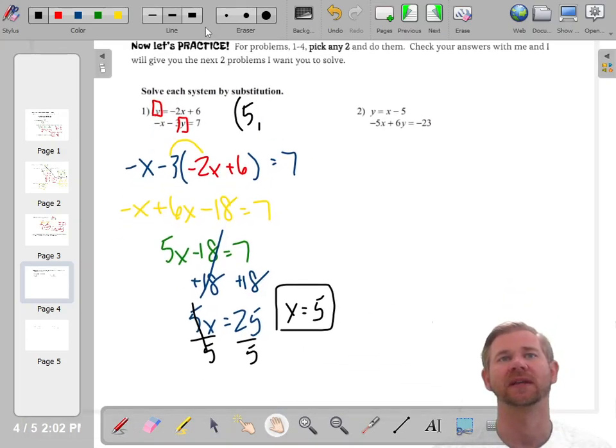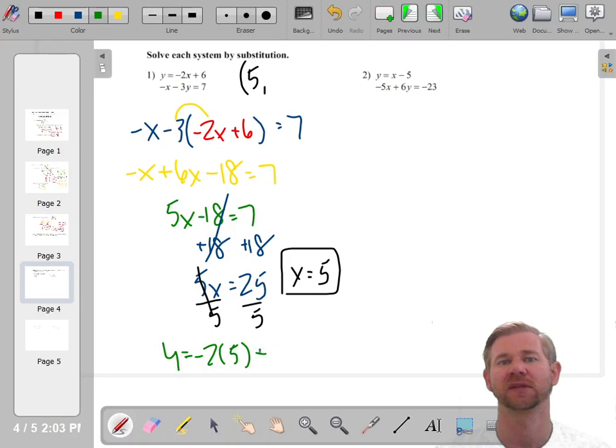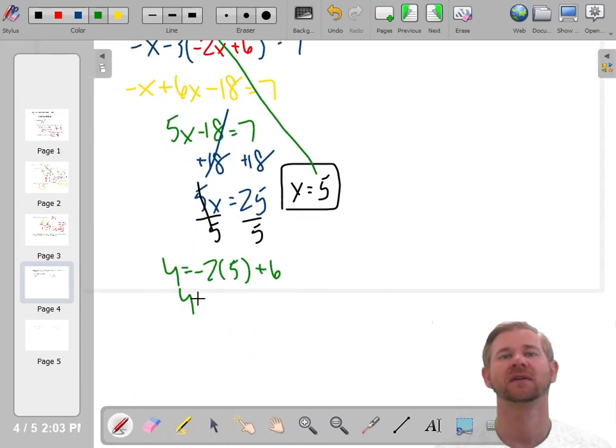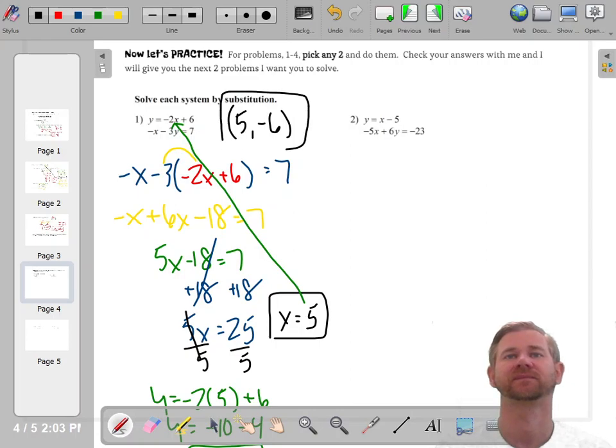Now I need to get the y coordinate. It doesn't matter which one you use, but it looks like the second one is going to be easier, so I'm going to pick the second one because I can just straight plug it in. y equals -2 times x, which is 5, plus 6. So I'm taking this and plugging it in right there. Now I just need to solve. -2 times 5 is -10, and -10 plus 4 is -6. So the solution is (5, -6).